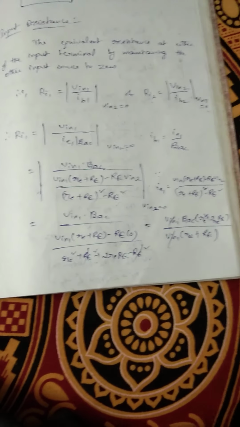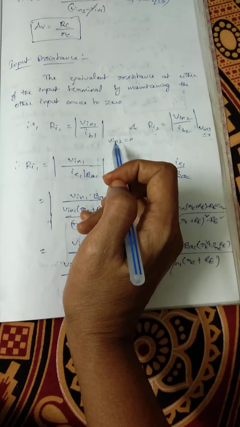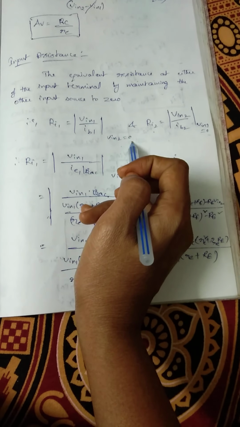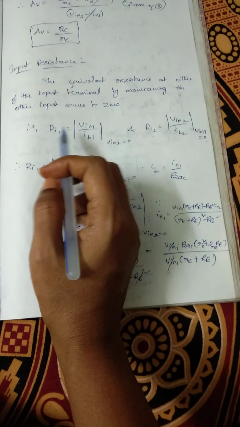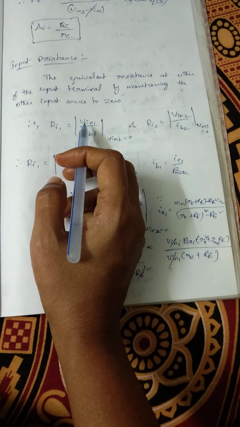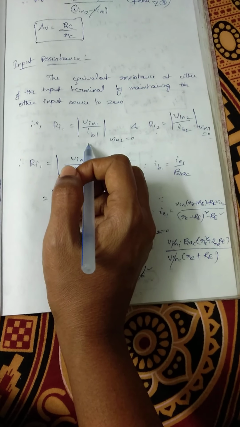So for example, if you want to find out the input resistance at the first terminal, we should maintain the other input terminal to ground. That means other input source to 0, that is Vn2 is equal to 0. And the equivalent resistance is equal to the ratio of input voltage at the first terminal to the input current at the first terminal, that is Vn1 by Ib1.